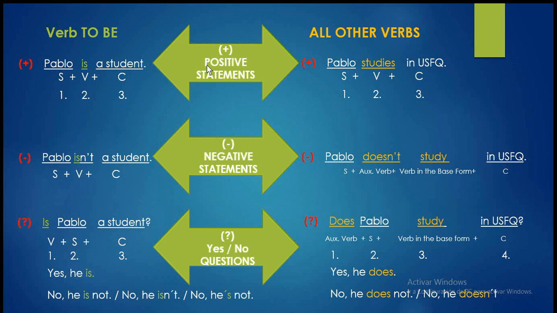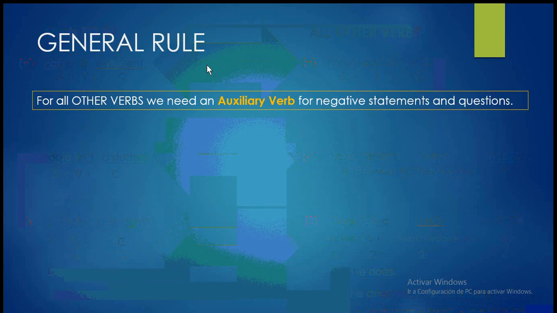In English, we need an auxiliary verb for questions and for negatives. Okay? Do or does plus subject plus verb and complement for yes, no questions. Good. So, we have our general rule.